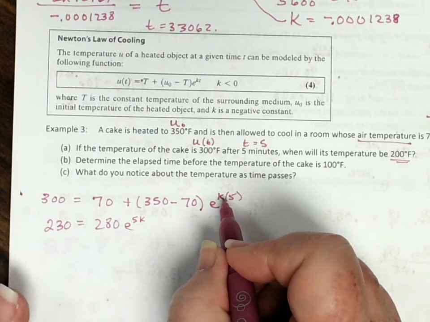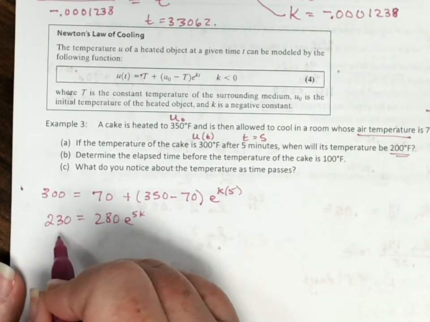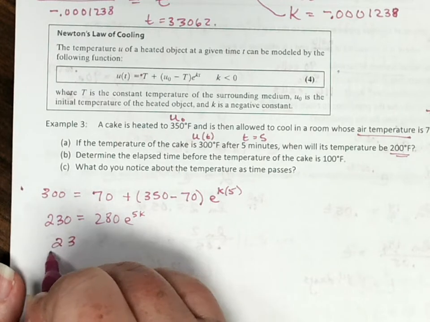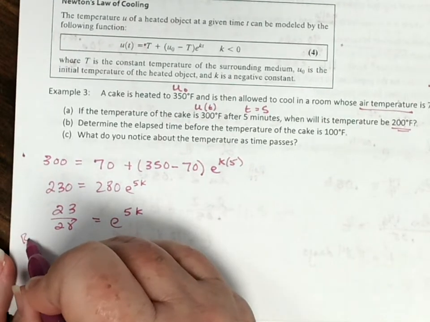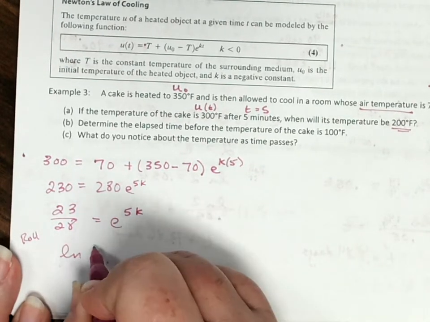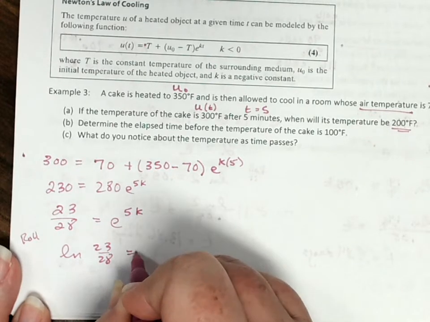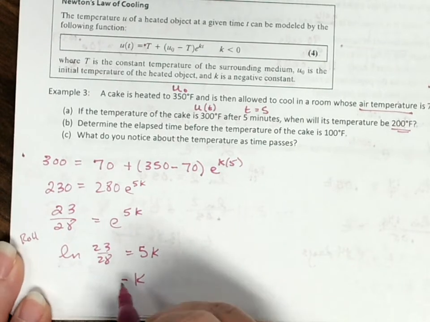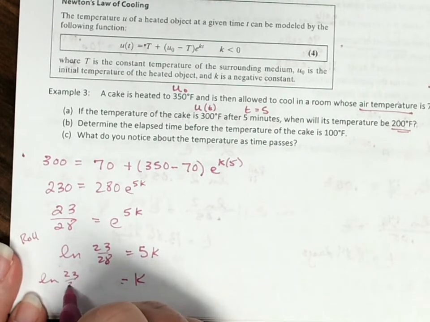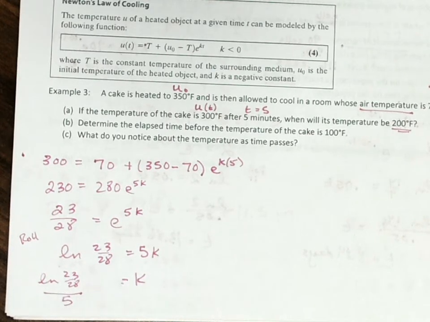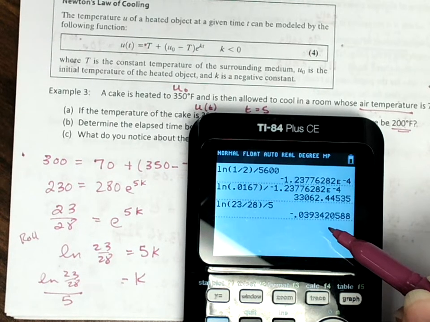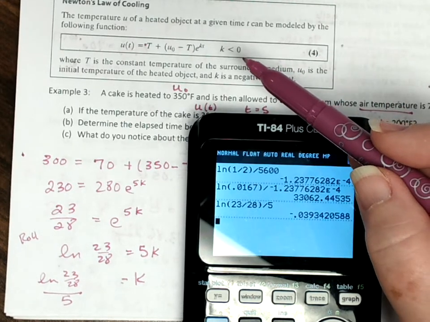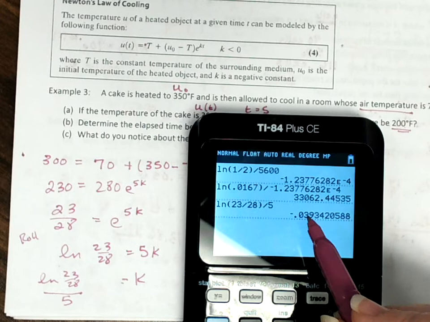I always get uncomfortable when I multiply the K first. Now I'm going to divide. 230 divided by 280 is 23 over 28 equals E to the 5K. We're going to roll it using natural log. So the natural log of 23/28 equals 5K. K is equal to the natural log of 23/28 divided by 5. And when I type that into my calculator, I get a negative number. And that's good because remember, our K value was supposed to be negative so that we can have decay.